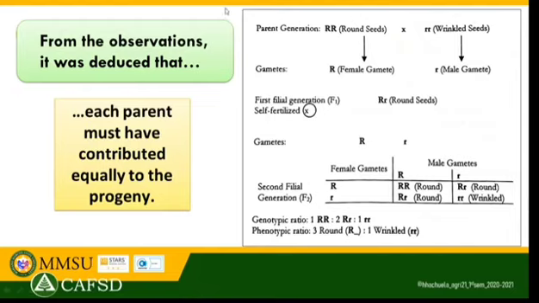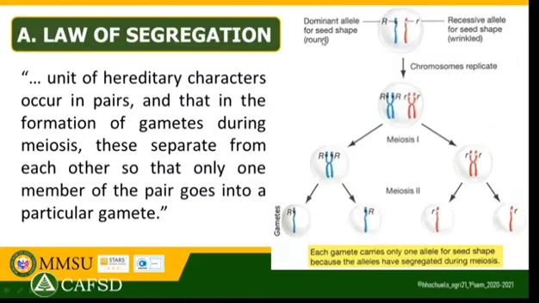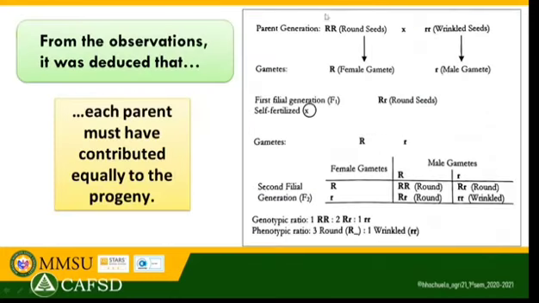So, this is the parental generation. This is the genotype of the round seeds. Again, pure breeding. When we say pure breeding, they are homozygous, meaning the alleles are identical. So, what do we call alleles? Alleles are the alternative forms of a gene.